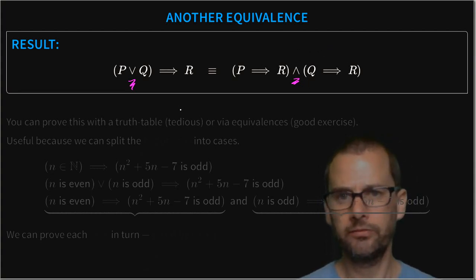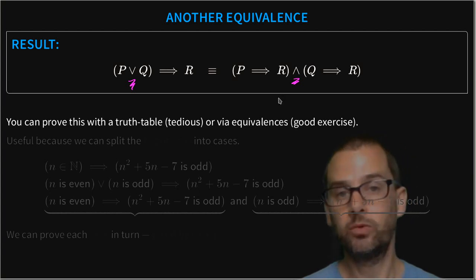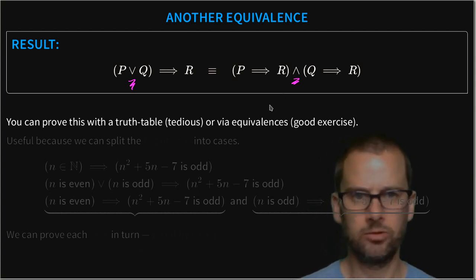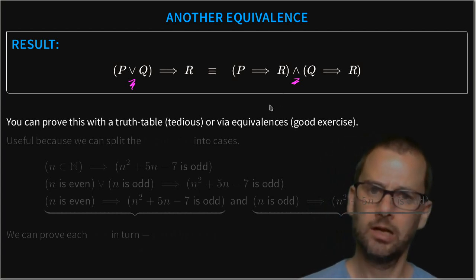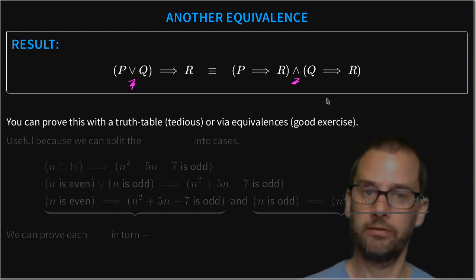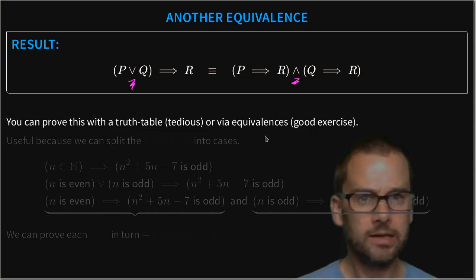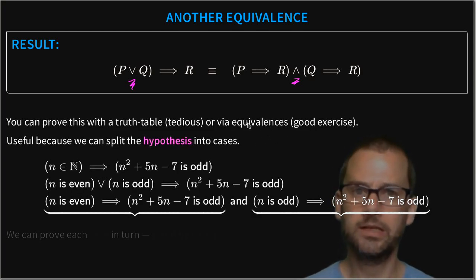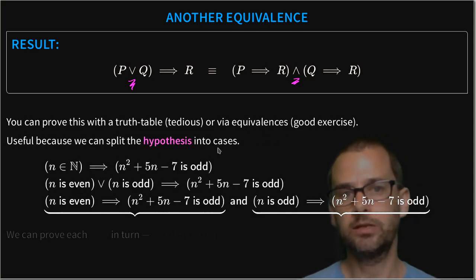Now we can prove this particular equivalency with a truth table, which is doable. It's a bit tedious, but it's not too hard. Or we can prove it via equivalences, which is a good exercise. Indeed, it might be an exercise you get for homework in this course. As I said, this is very, very useful because it allows us to split a hypothesis into separate cases.